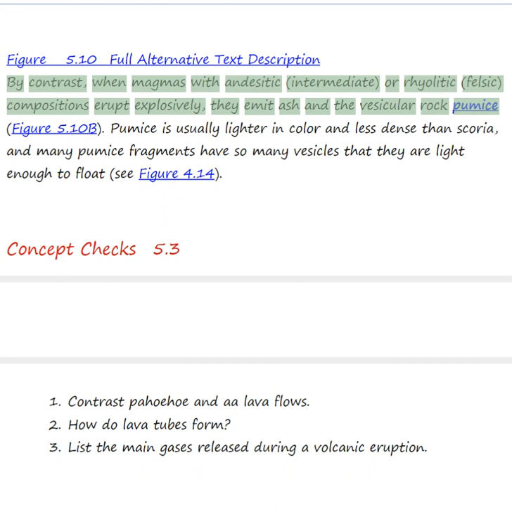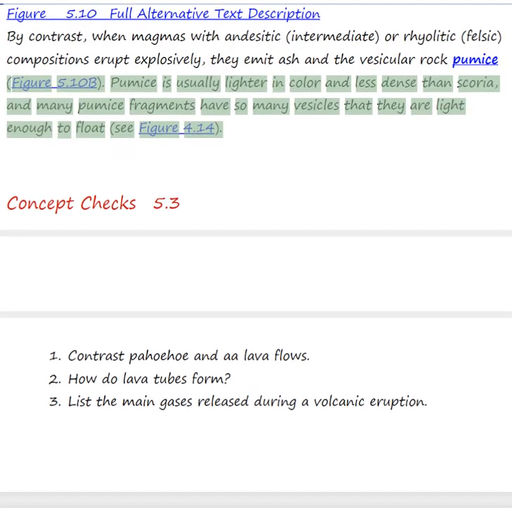By contrast, when magmas with andesitic or rhyolitic compositions erupt explosively, they emit ash and the vesicular rock pumice. Pumice is usually lighter in color and less dense than scoria, and many pumice fragments have so many vesicles that they are light enough to float.